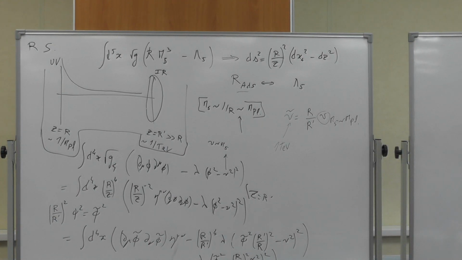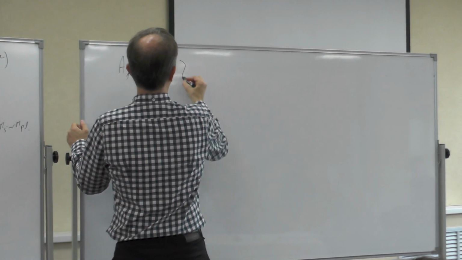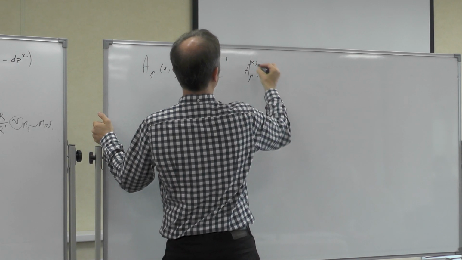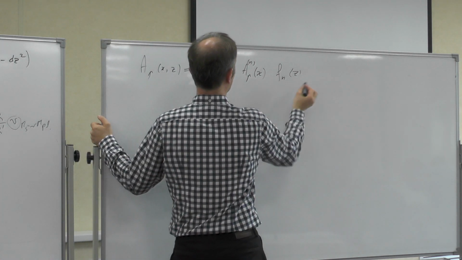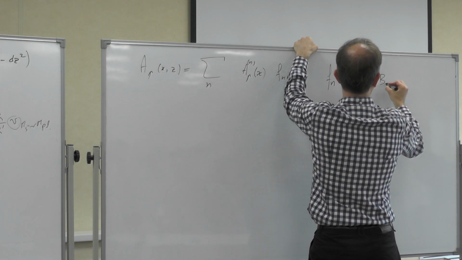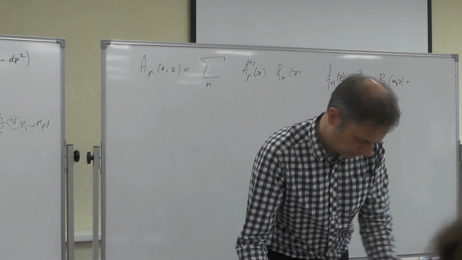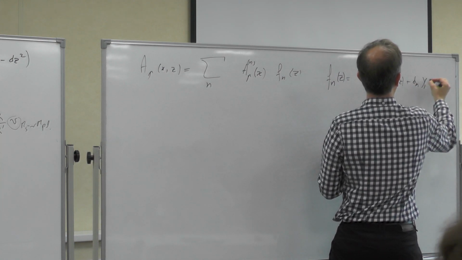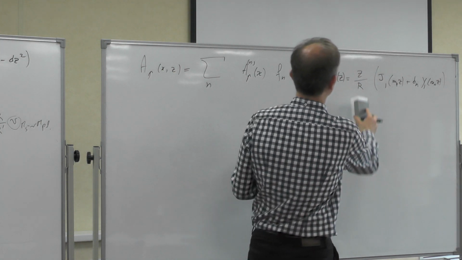In particular, if you do it for the gauge field, you will find that A_mu(x, y) will be a sum over n. We are going to see exactly what this quantization is in a moment. It is the sum of A_mu^n(x), the four-dimensional mode, times f_n(z), where y is z for AdS space. And this f_n, you can see simply by solving the bulk equation of motion, is a sum of Bessel functions, of order one, m_n z: J_1 plus a coefficient times Y_1, with a normalization factor.